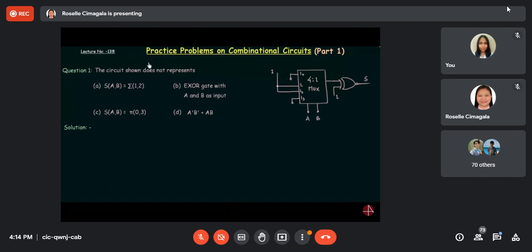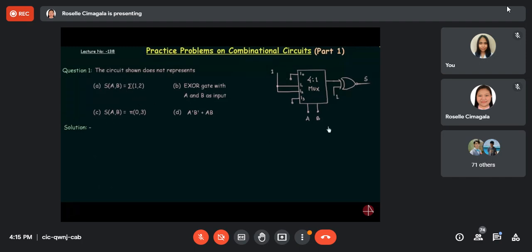Now, before actually going to question number 1, I will explain a few things about this series of presentations. Every part like this one, this is part 1 of the practice problems on combinational circuits, will have 2 problems. Each problem is selected very carefully so that you get a greater understanding of different topics. So let's move to question number 1.